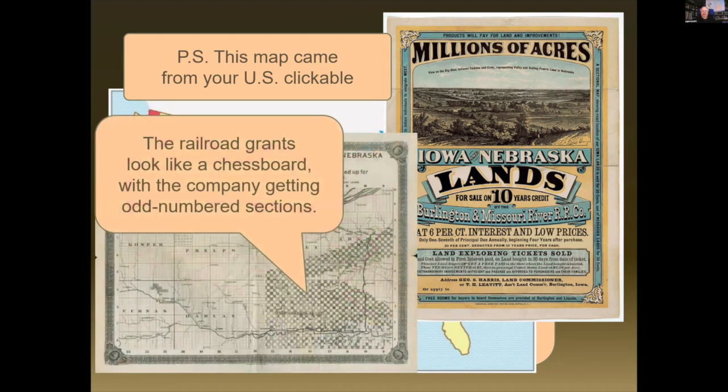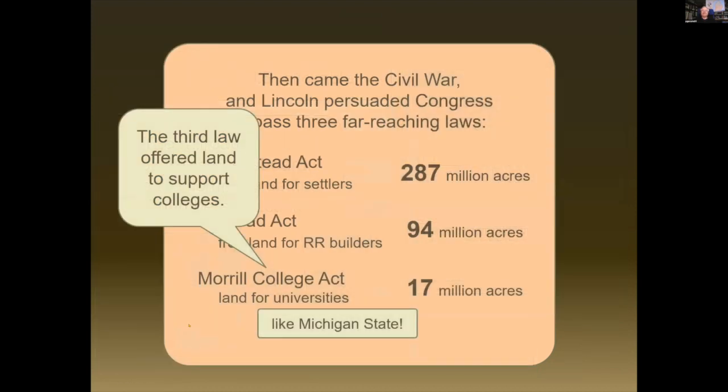The railroad grants were designed like a chessboard, with the railroad companies getting all of the odd-numbered sections, which they could then sell in order to get the money that they wanted to build the railroads. And then sections 16 and 36, two even-numbered ones, were set aside for the schools and the colleges. That's going to come back to haunt us in a little while.